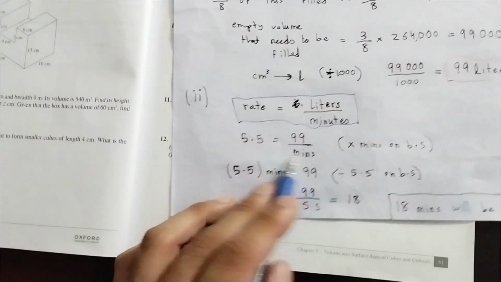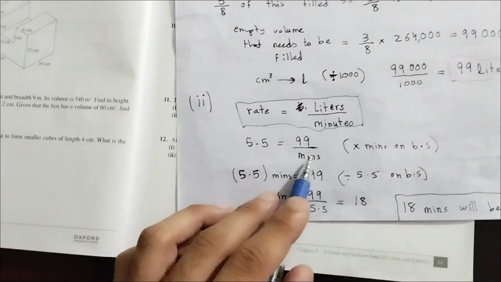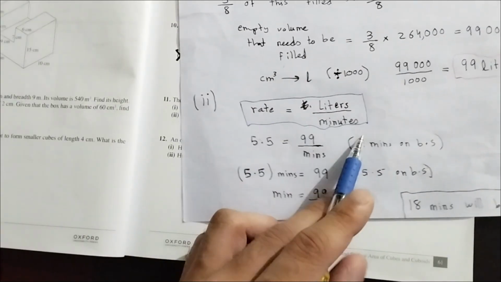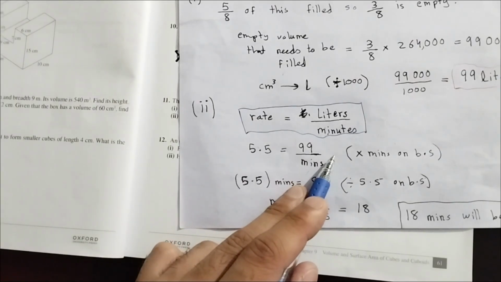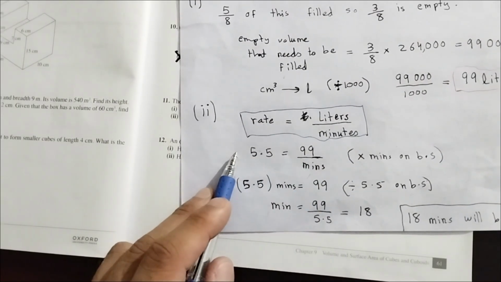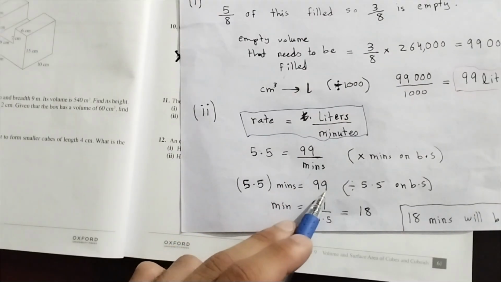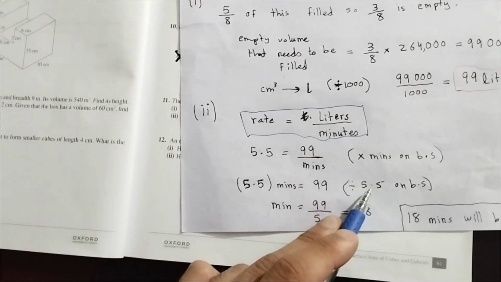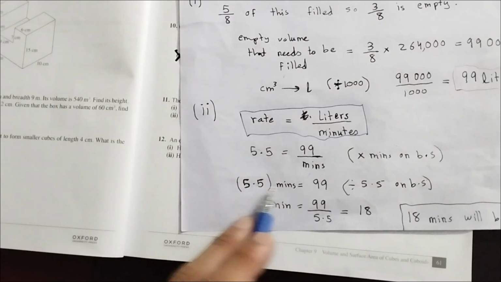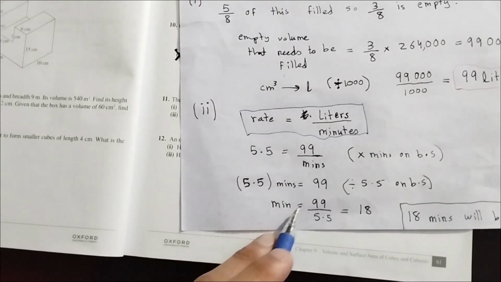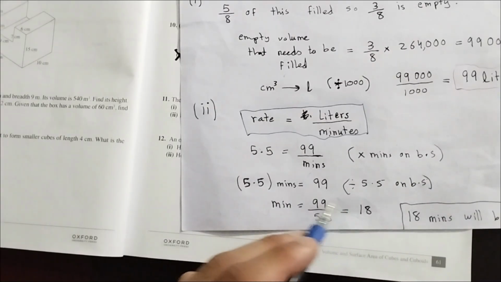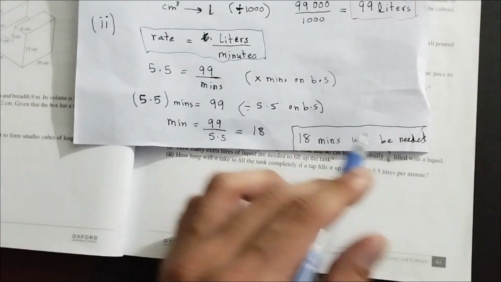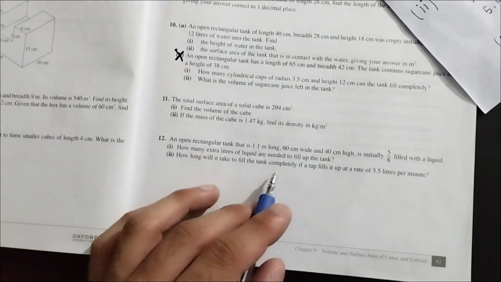Okay, so since minutes is down here, I don't want it to be in the place of division, so we're going to first multiply minutes on both sides. If I multiply minutes on this side of the equation, they will cancel each other out. If I multiply minutes here, it will come out like this. Is going to be equal to 99. Then I have to divide by 5.5 on both sides. Okay, 5.5 here will cancel each other out, and minutes is going to be equal to 99 divided by 5.5, which is going to be equal to 18. So the minutes is equal to 18. In other words, 18 minutes will be needed for the tank to be completely filled.